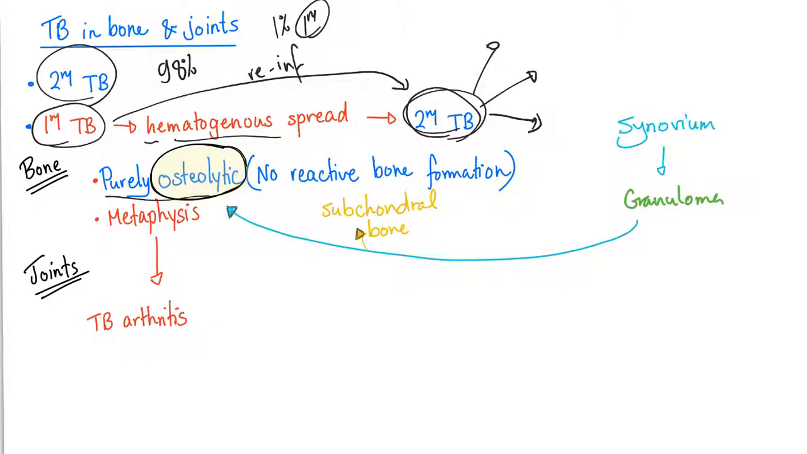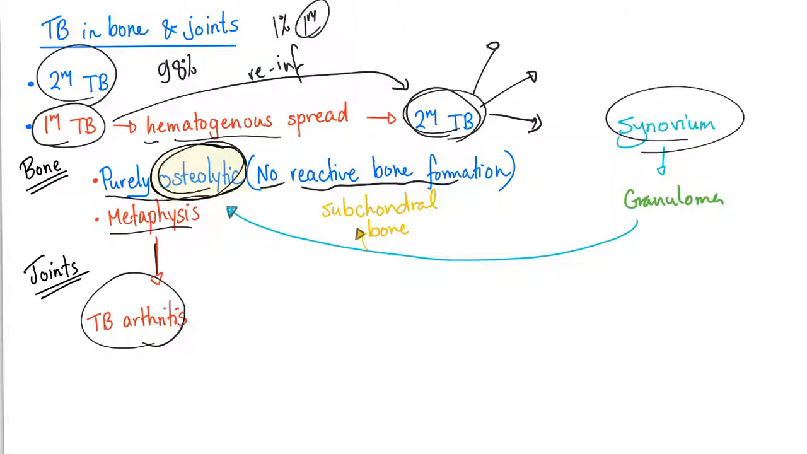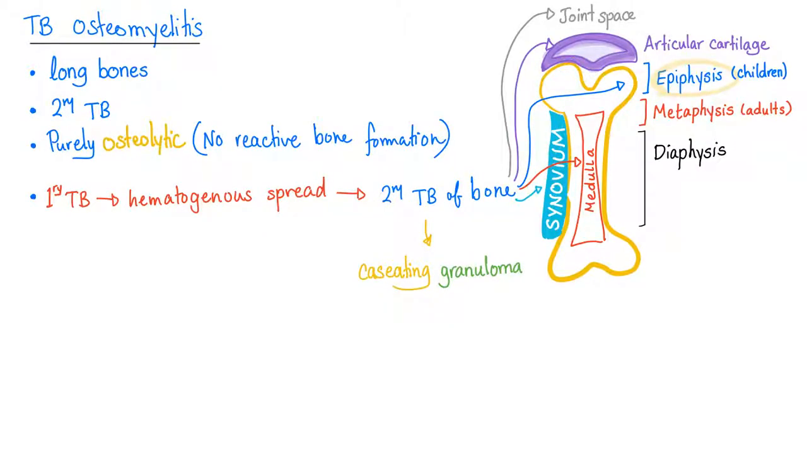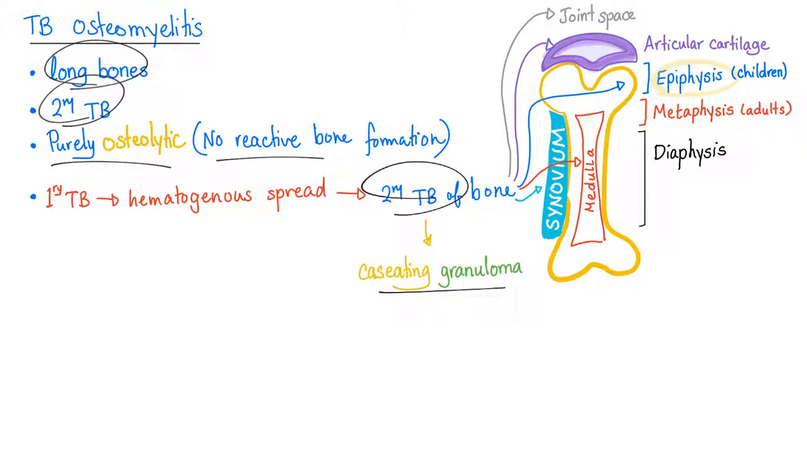Secondary TB can go to the blood if your immunity is weak and goes to the bone, vertebra, etc. It's purely an osteolytic lesion, not blastic. No reactive bone formation, no osteoblast involvement, and it usually affects the metaphysis, and it can spread to the joint. We call this TB arthritis. TB can also involve the synovium, leading to caseating granuloma. The caseating granuloma at the synovium can go to the bone again to form even more infection, and subchondral bone. TB osteomyelitis affects long bones, usually secondary tuberculosis, purely osteolytic with no reactive bone formation, with caseating granuloma, and it usually affects the metaphysis.